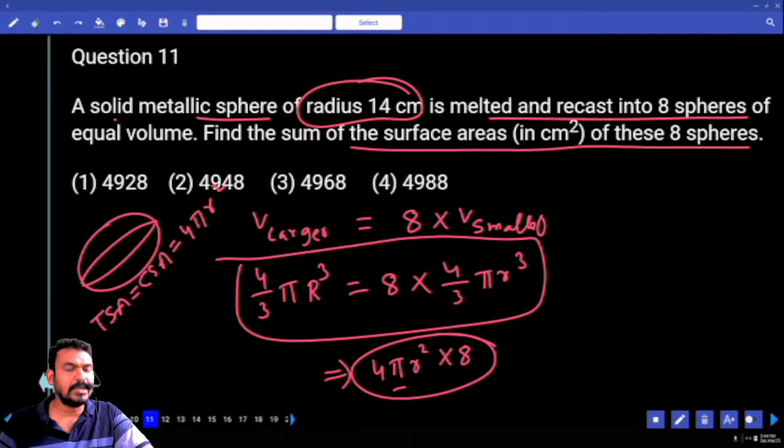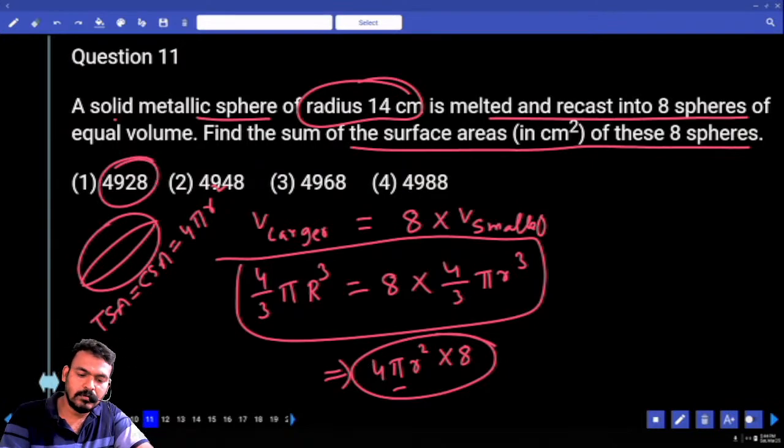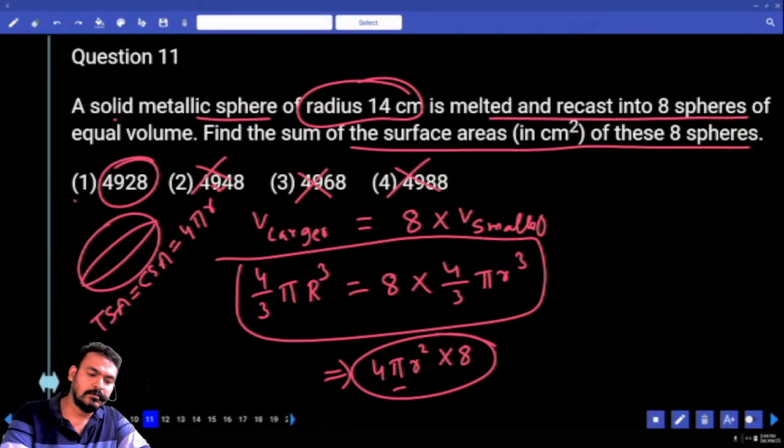4 pi, it is 11 multiple. First option 11 multiple. Yes. Second option? No. Third option? No. Fourth option? No. Then answer? First one.